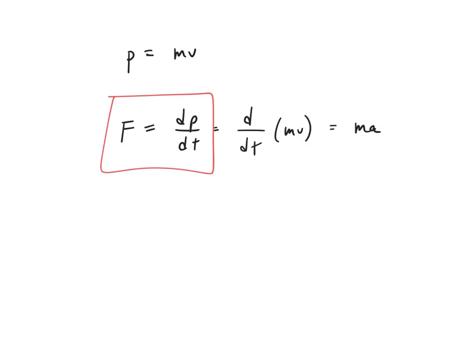The important part is boxed in red here, but just to show you why this is true: F is equal to the derivative of your momentum, and your momentum is mv. The derivative of mv, m is a constant, so it comes out in front. The derivative of v is a, so you get ma. This comes back to, again, F equals ma.